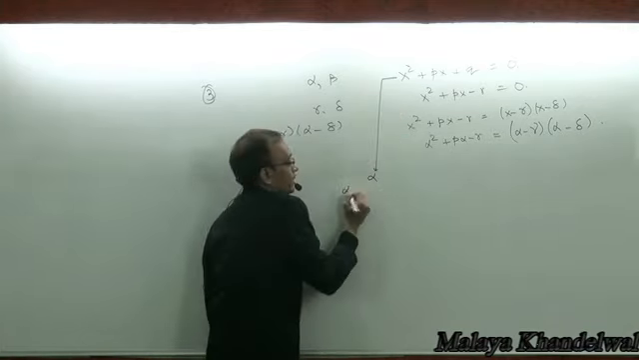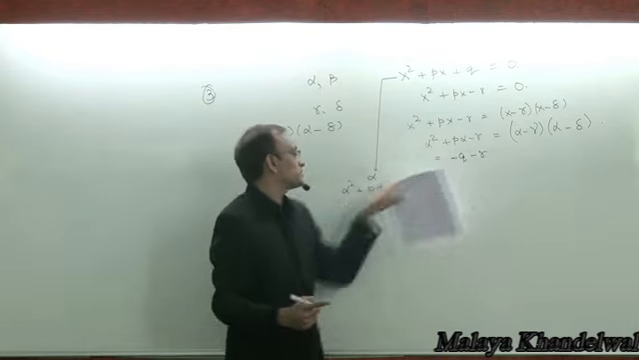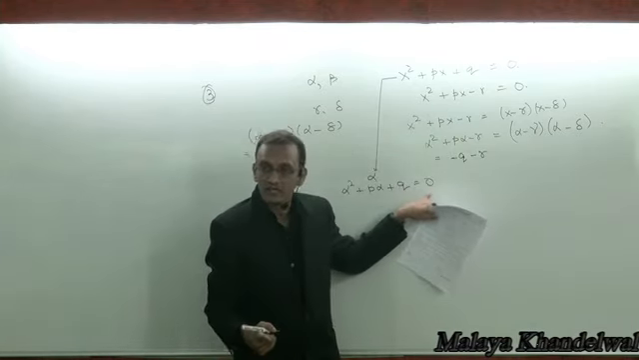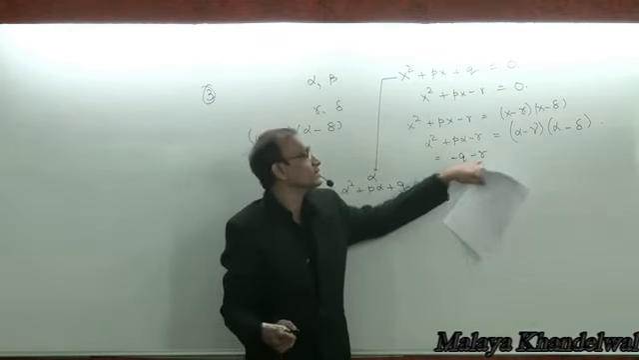Yes or no? Confused now? See, this alpha squared plus p alpha I have substituted as minus q. This will become minus q minus r. That's the value of this expression, alpha minus gamma into alpha minus delta. So option C.